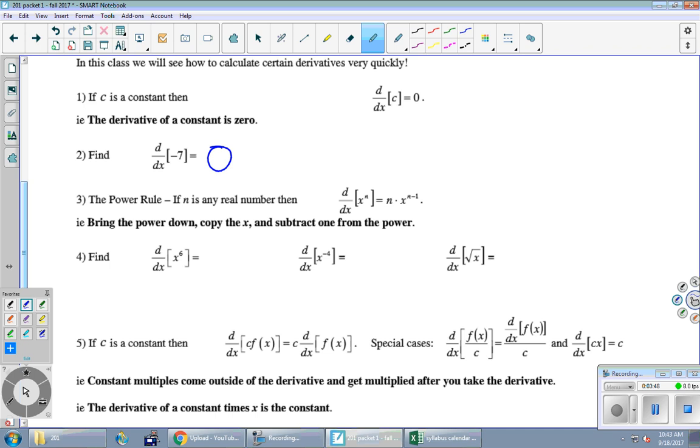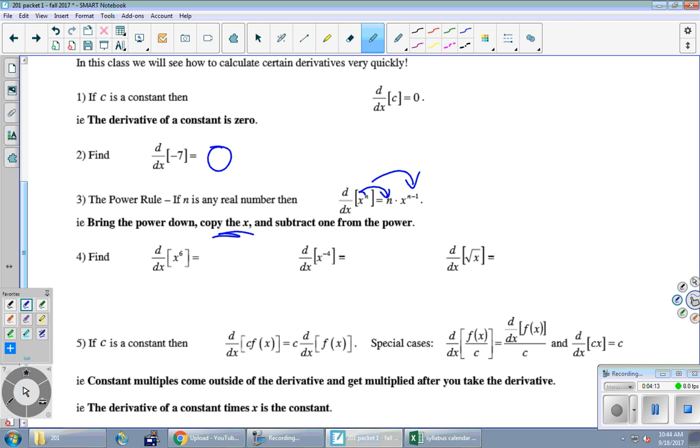Okay, the power rule. We saw this unofficially last class. Now we're seeing it formally today. If n is any real number, then the derivative of x to the n, this is x to a constant, is equal to n times x to the n minus 1. And so in English, what that means to me is that I'm supposed to bring the power down. So this n comes into the front right there. And then I copy the x, and then I subtract 1 from the power.